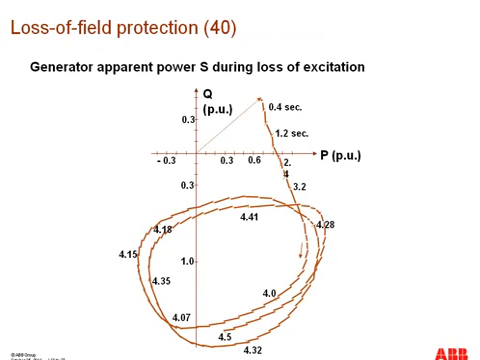When this loss of field condition occurs, this slide shows the locus of apparent power S, and we can see that the apparent power is reducing, and then it is moving from the generating side to the motoring side, and ultimately it is coming to a point where the generator will fall out of phase and will enter into the asynchronous operation.